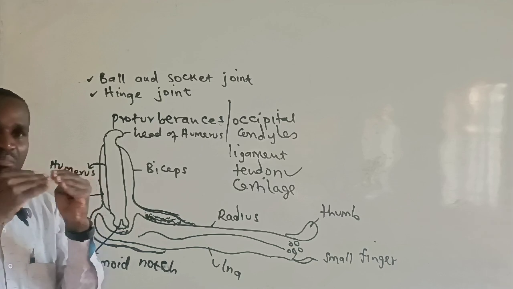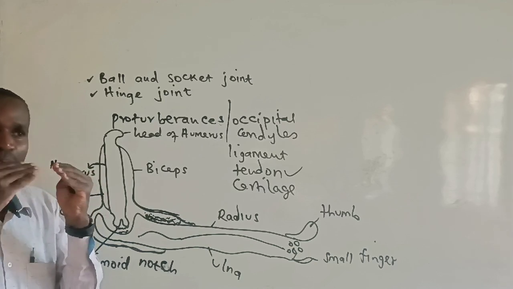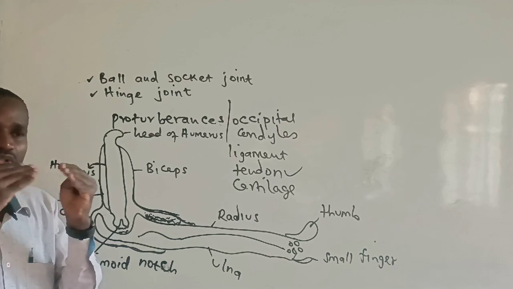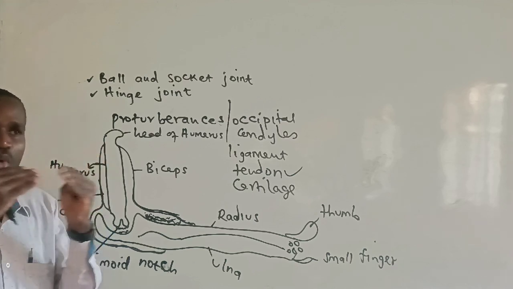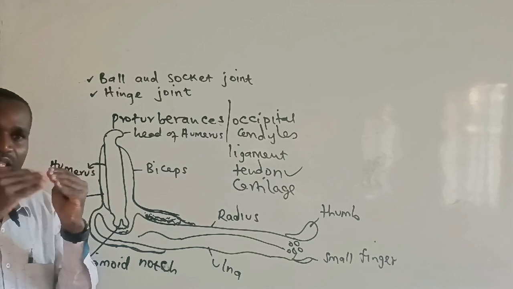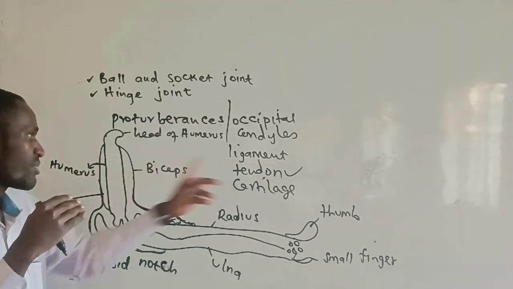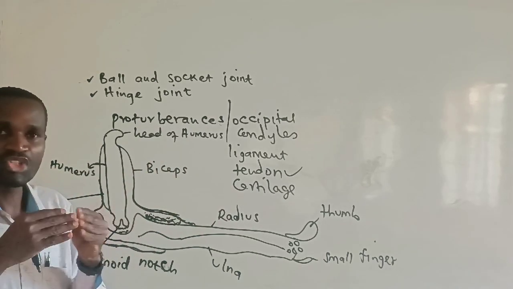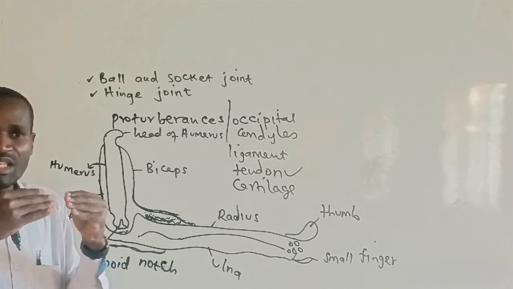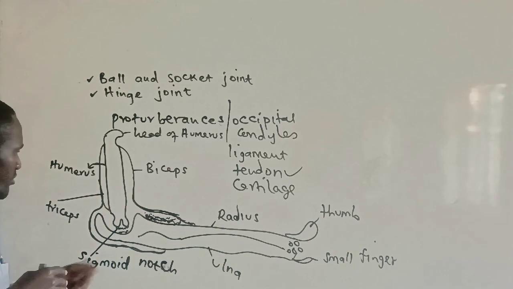So where bones meet at a joint, at the point of contact, on the two end surfaces where the bones have to make contact, there's what we call cartilage, a very important tissue that can reduce friction and hold the bones together in position.